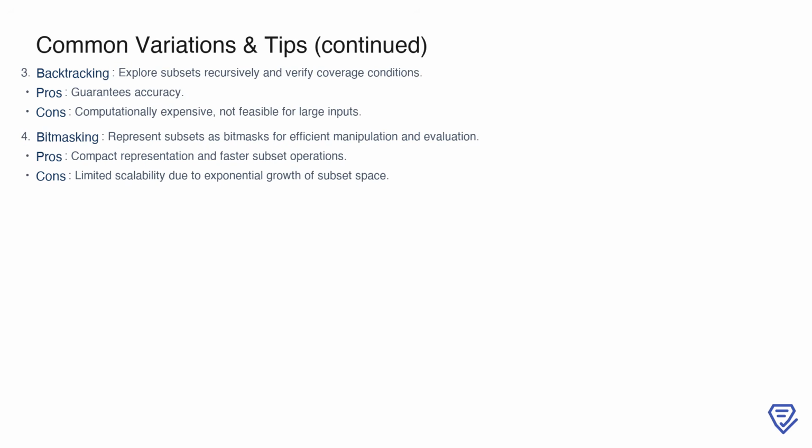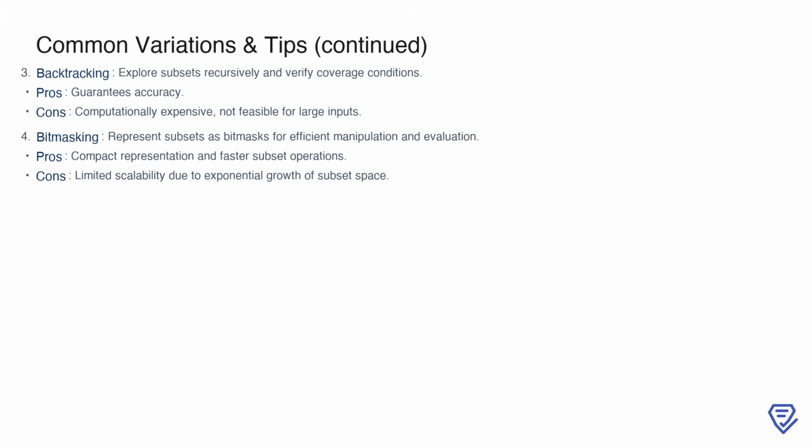For more comprehensive solutions, backtracking is an option. In this method, subsets are explored recursively, and coverage conditions are verified at each step. While backtracking guarantees accuracy, it is computationally expensive and impractical for large inputs due to its exponential time complexity. Another interesting approach is bitmasking, where subsets are represented as bitmasks. This allows for efficient manipulation and evaluation of subsets. Bitmasking offers a compact representation and speeds up subset operations, but its scalability is limited. The exponential growth of the subset space makes it unsuitable for problems with a large number of intervals.